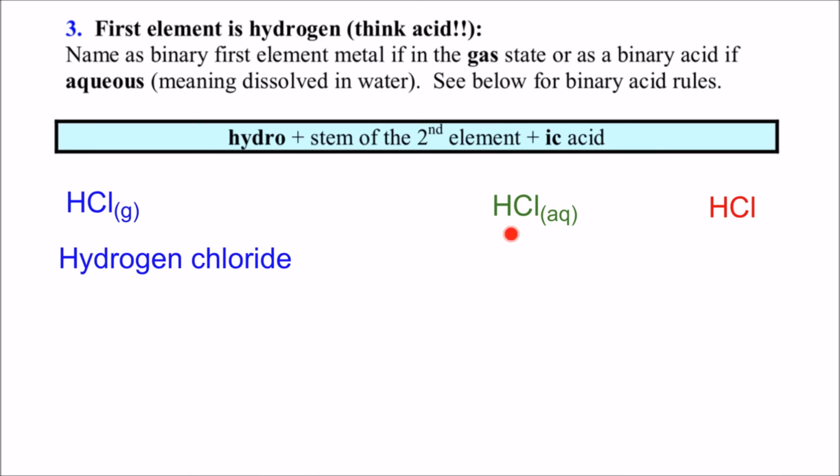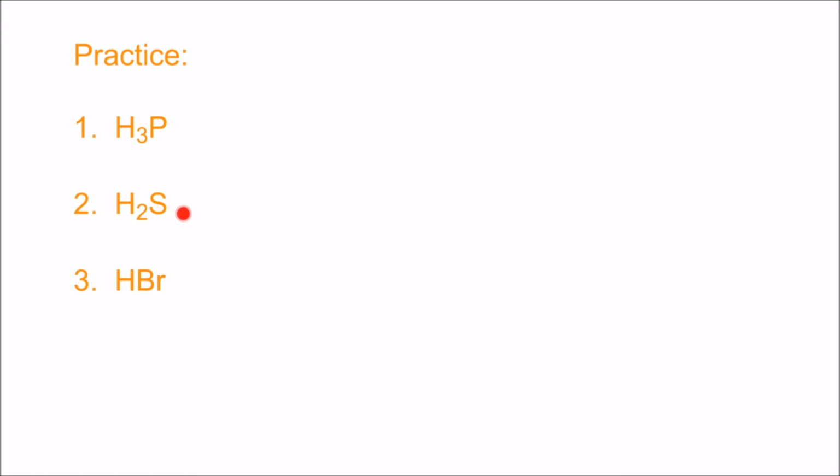Okay, so now let's use the new rule to name our aqueous acid. We're going to start by saying hydro, then we're going to say the stem of the second element, which is chlor, then we're going to finish it off with ic acid. So altogether we have hydrochloric acid. Okay, as you'll notice, none of these have whether or not it's a gas or aqueous. So we assume aqueous and we use our new rule for acids.